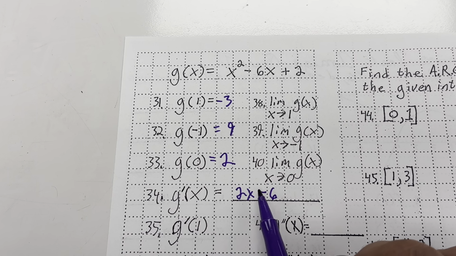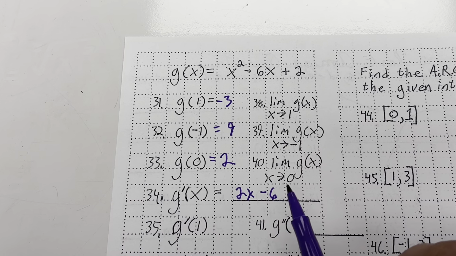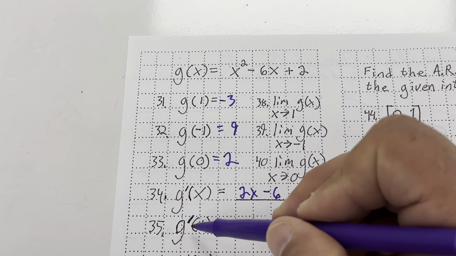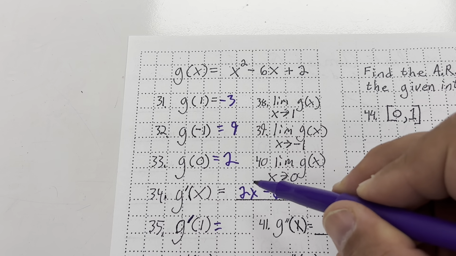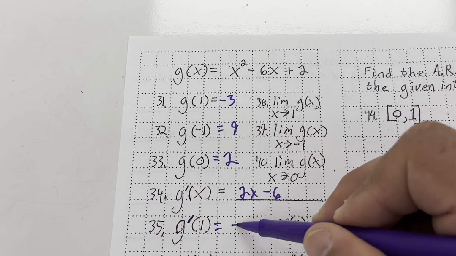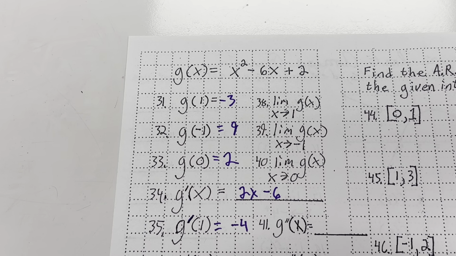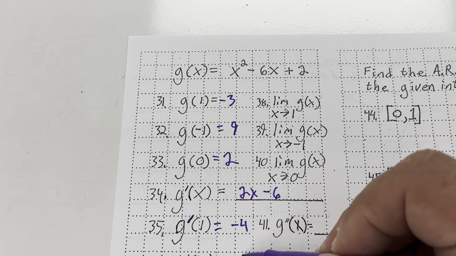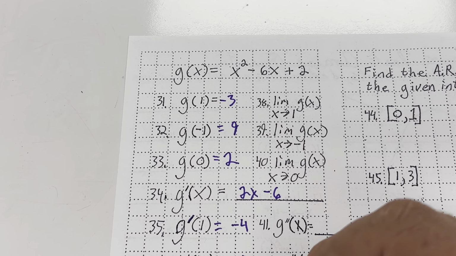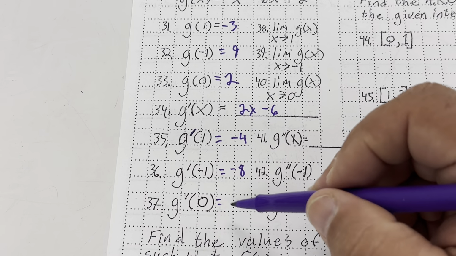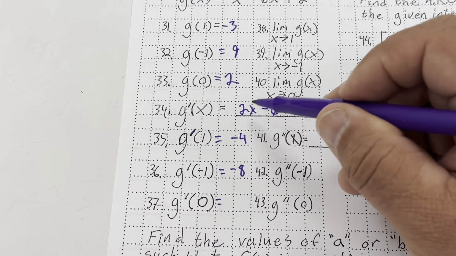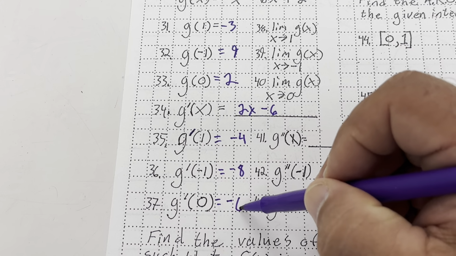Now we're expected to plug in values to the derivative. What's g prime of 1? So that means at 1, the slope would be 2 minus 6, negative 4. At negative 1, that would be negative 2 minus 6. That slope would be negative 8. At 0, if I plug in 0, that would give me 0 minus 6. That would equal negative 6.